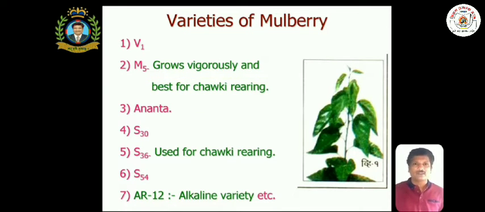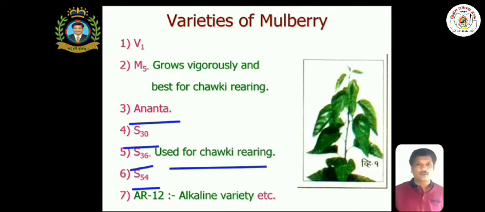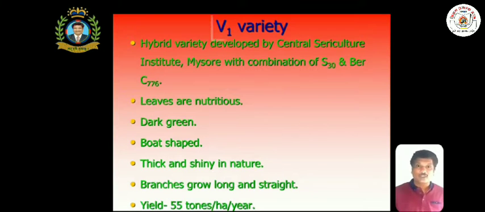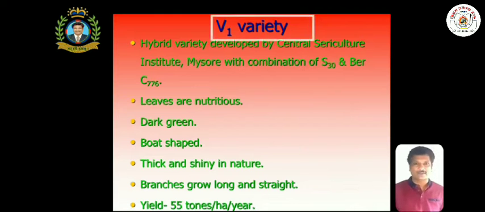Leaving that apart, there are varieties such as Ananta, S30, S36, which is another chawki rearing variety. S54 is another variety, and a special variety developed for alkaline soil structure is known as AR12. Now we will see a few details about the most promising variety, which is used by the maximum number of mulberry cultivators, known as the V1 variety.